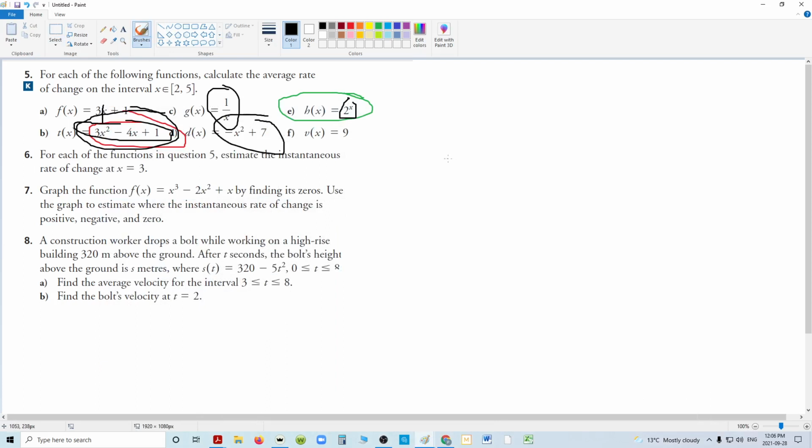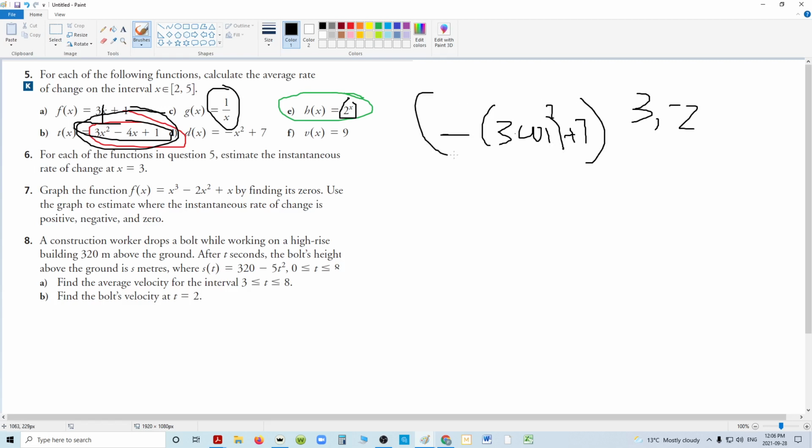Okay, when x is 3, I get minus 9 plus 7, so I get minus 2. Then I would have to take 3.011 squared plus 7, subtract 2, and divide it by 0.001. Okay, let's try that. By the way, we're doing this one here now. I should put it with the equation that we're doing.